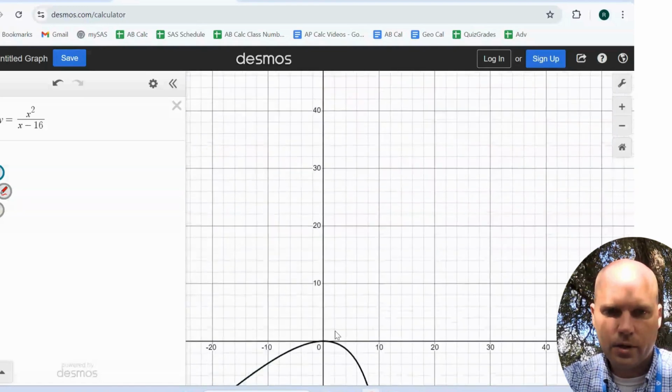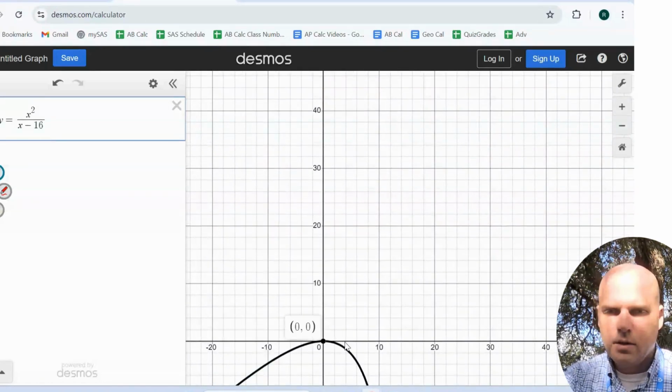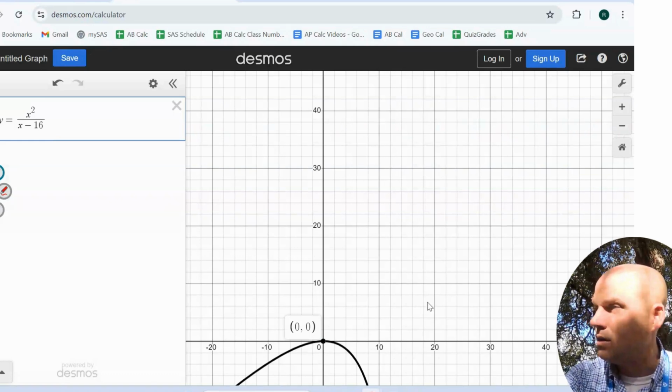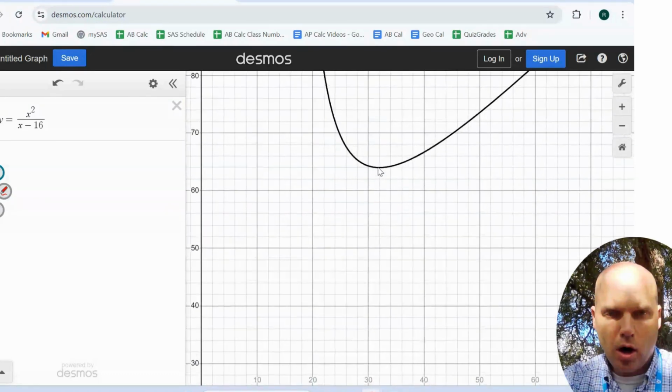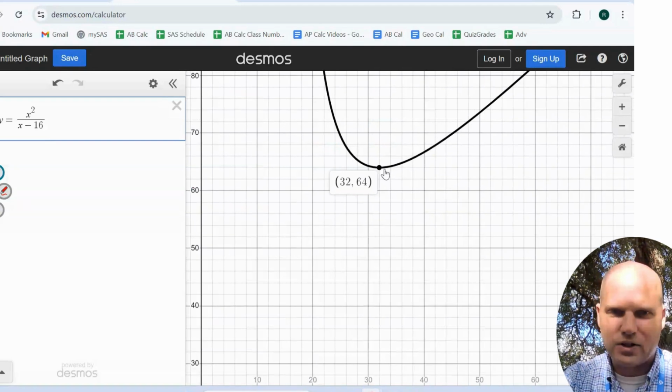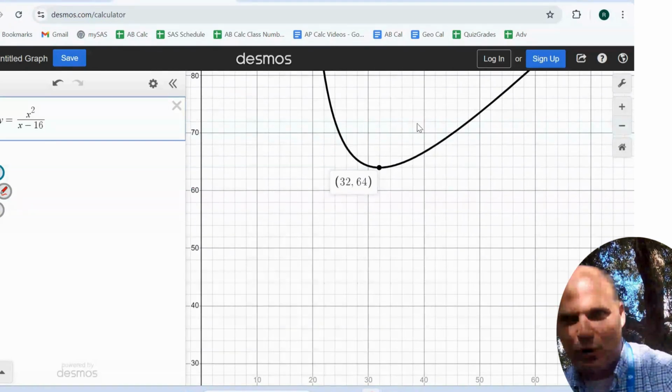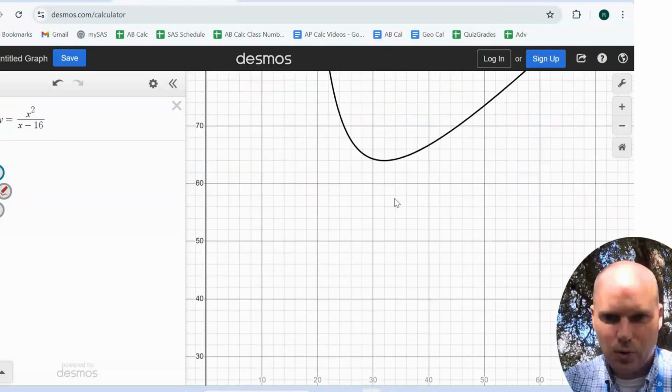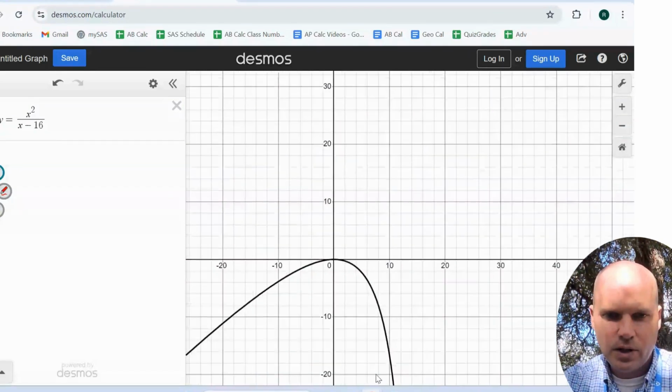There you are. Okay. Boom. That looks like a horizontal tangent right there at 32. Cool. Next.